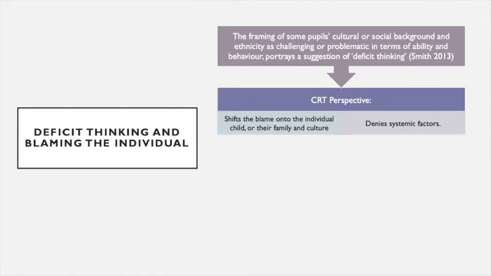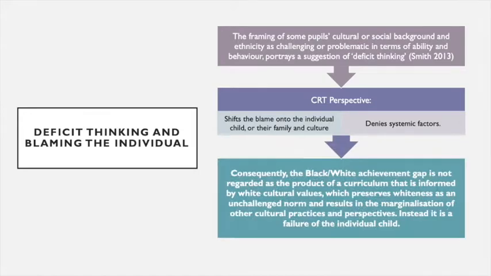From a critical race theory perspective, this is extremely problematic, as it shifts the blame for lack of educational success onto the individual child or their family and culture, thereby denying systemic factors. In addition, although this hidden curriculum is not explicit over which races and cultures are presumed to have deficits, the label is far more likely to be assigned to pupils whose experiences and appearance are perceived by teachers to lie outside white majority norms.